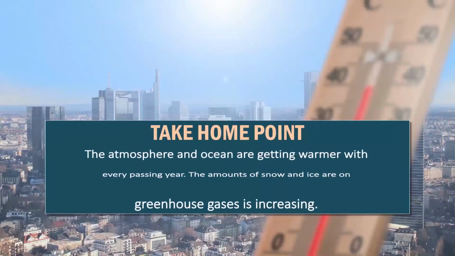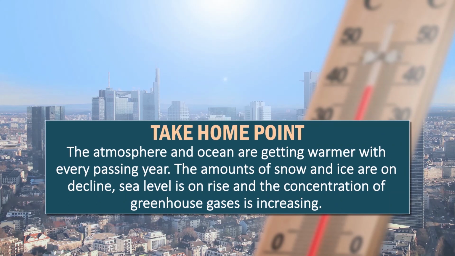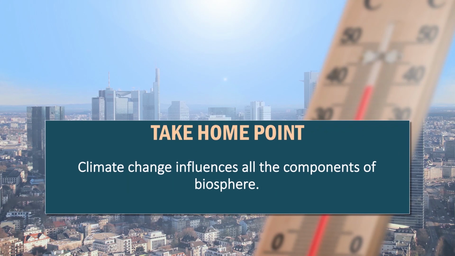The second important message from this session is that the atmosphere and the ocean are getting warmer. Every passing year it is getting warmer and warmer, and that can have a drastic effect on both atmospheric circulation and ocean circulation as well. The amount of snow and ice has also started declining, and sea level has been increasing fast in the past century because of the changing climate. The last one is that climate change, what we are discussing, is threatening our existence. It can affect all the possible components of the biosphere. So with that, I'll conclude this session.